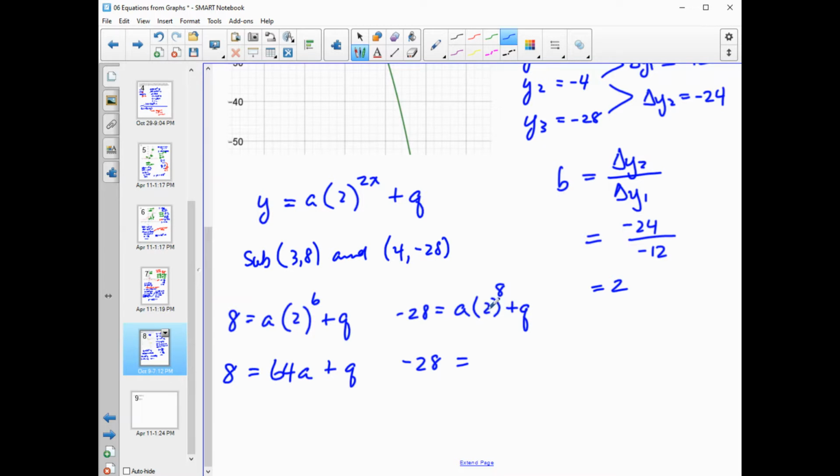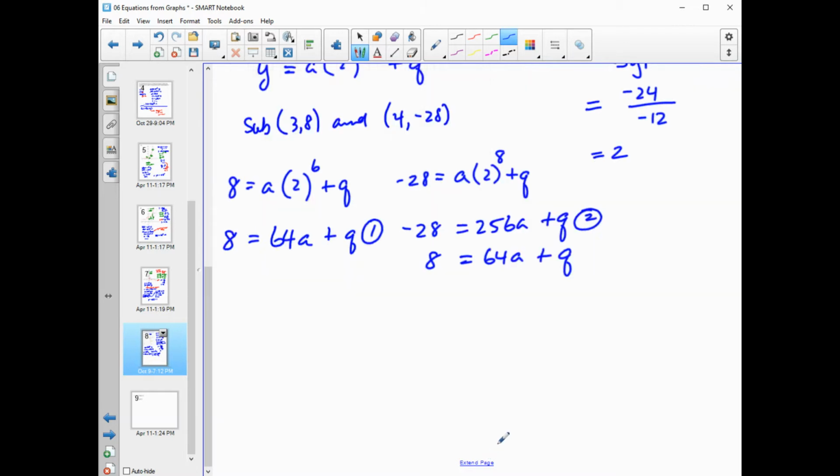What I always remember is 2 to the power 5 is 32. So 2 to the 6 is double that, 64. Double it 2 more times, 128, 256. So this is 256a plus q. Call that equation 1, and that equation 2. I think it'll be easier if I take equation 1 and put it underneath here, plus q, and then I'm going to do a subtraction.